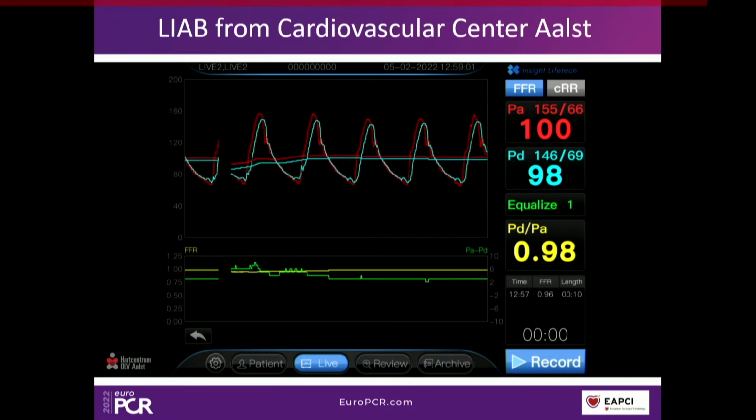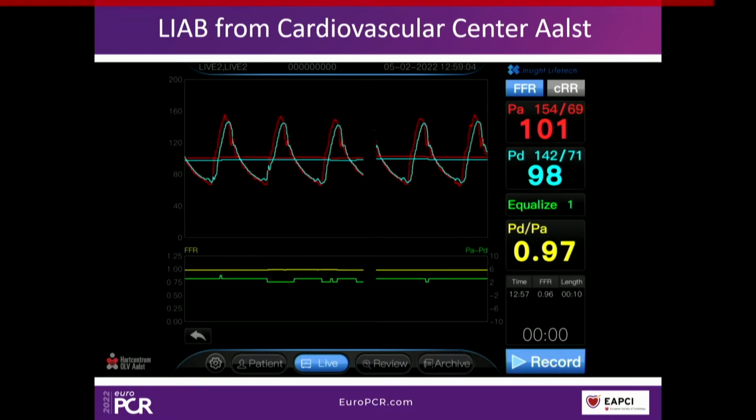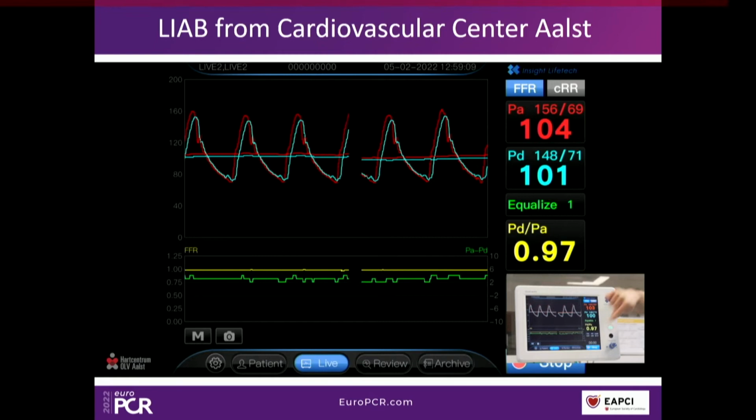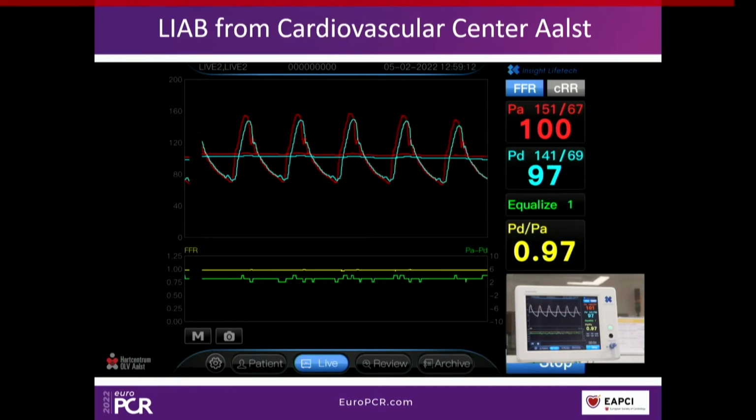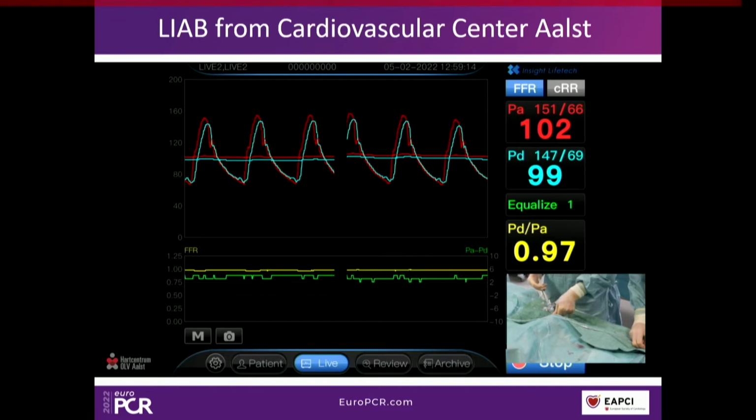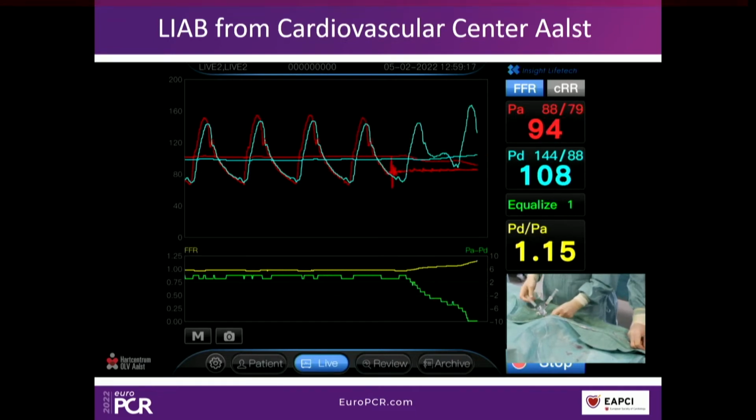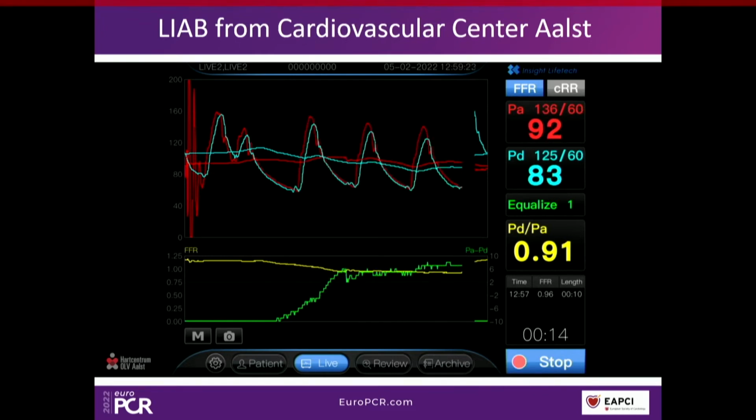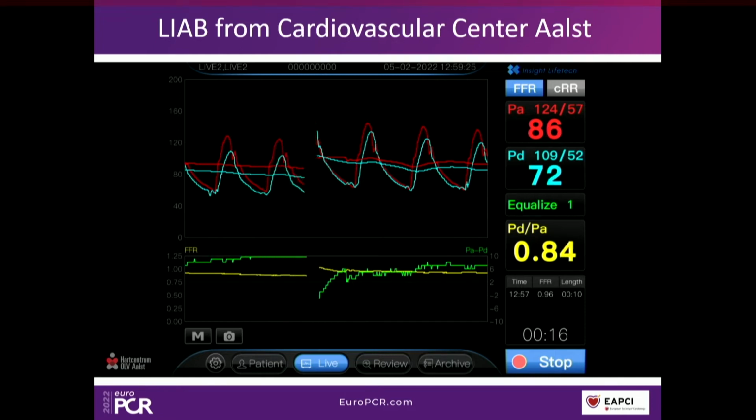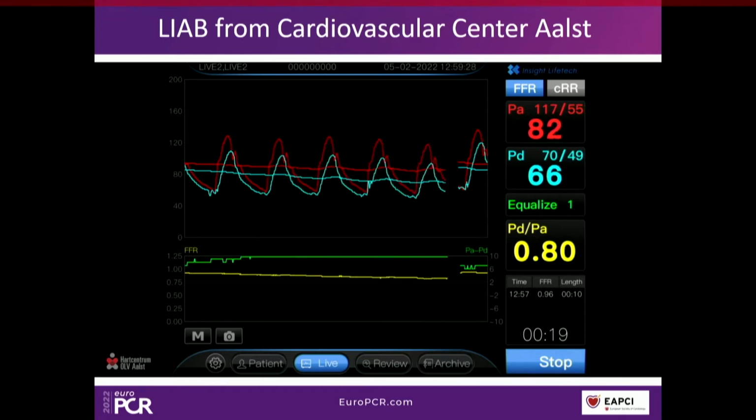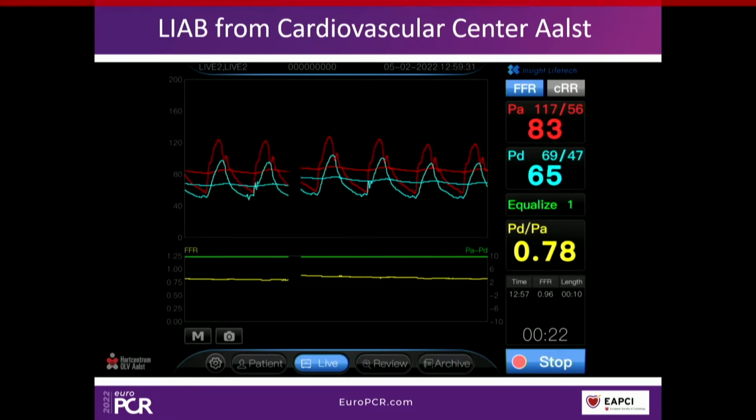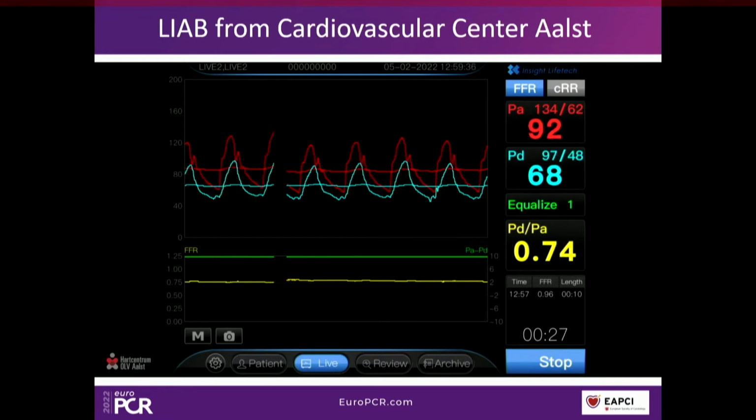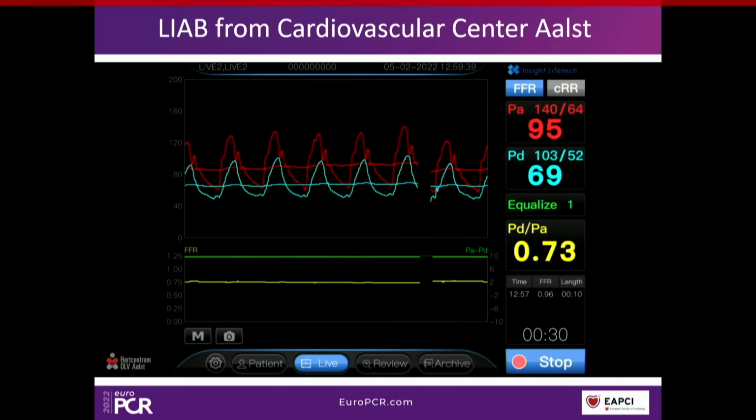Okay, so we are ready to measure the fractional flow reserve. We have used papaverine as a hyperemic agent, and now we will record, and while recording, we will inject now 3 cc's of papaverine. We wait for hyperemia. Hyperemia is achieved after approximately 10 to 15 seconds. And you will see that the FFR is 0.76, 0.75 even.